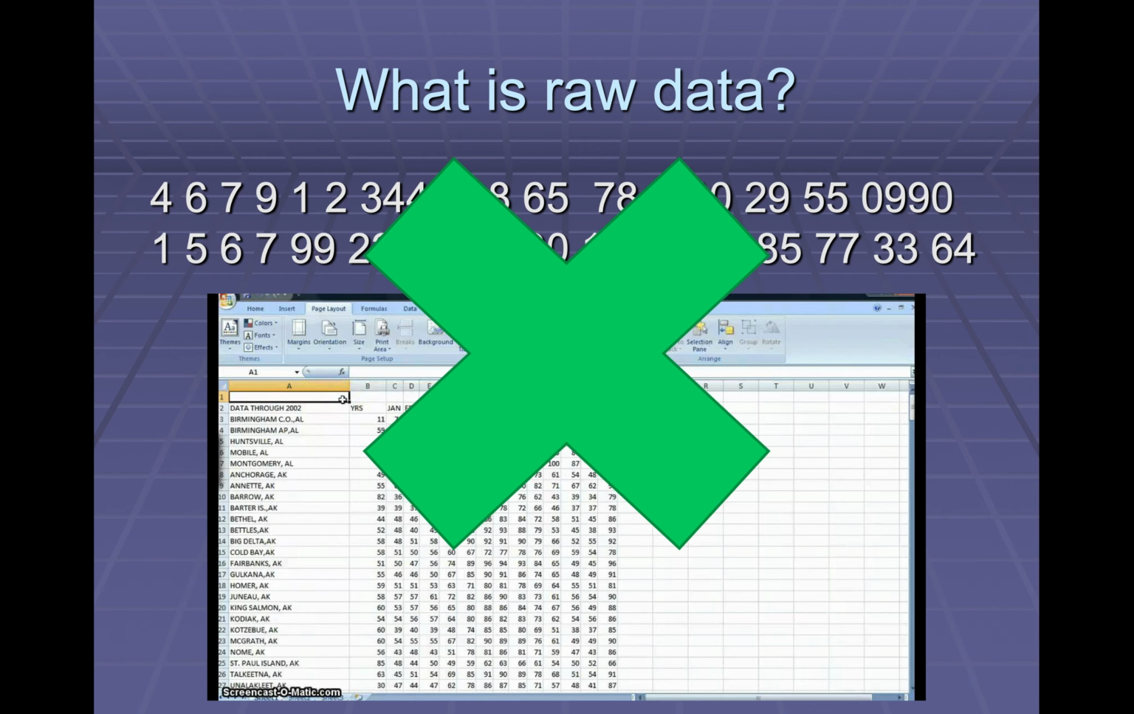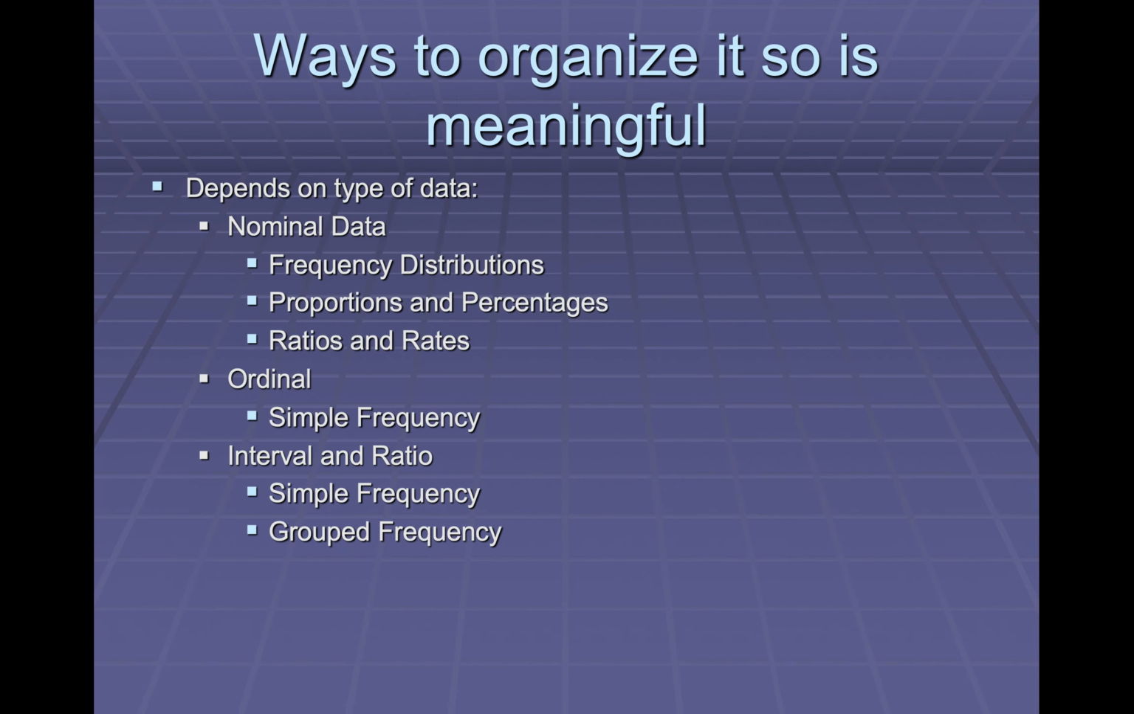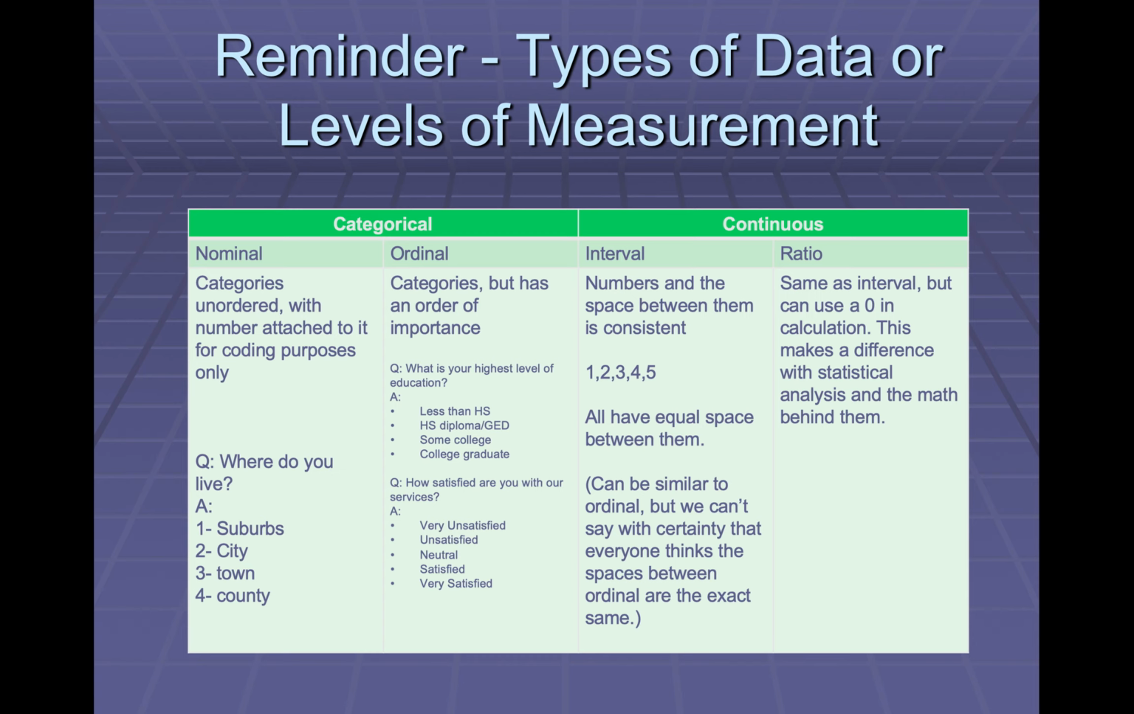So raw data as is, not great. So ways to organize it so it's meaningful, it depends on the type of data that you have. So last week we talked about nominal data, ordinal data, interval, and ratio data, and these are different ways that you can organize these different types of data sets. And as a reminder, this is the difference between nominal, ordinal, interval, and ratio. So if you need to keep this to the side to keep reminding yourself of the differences, please do.